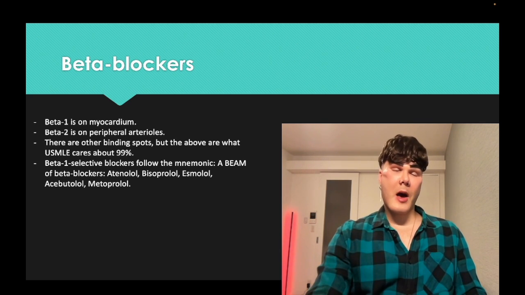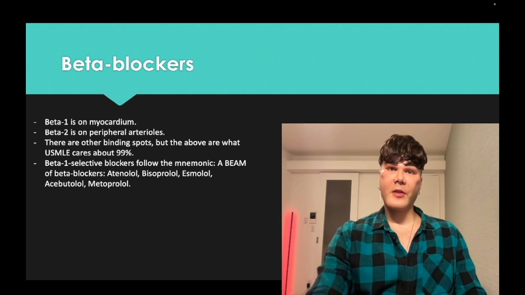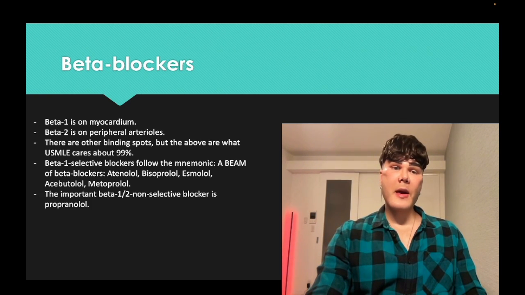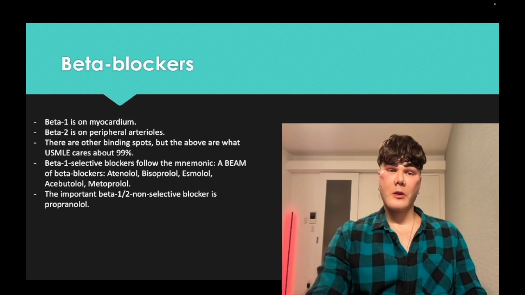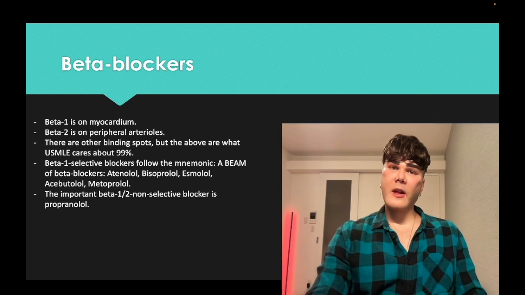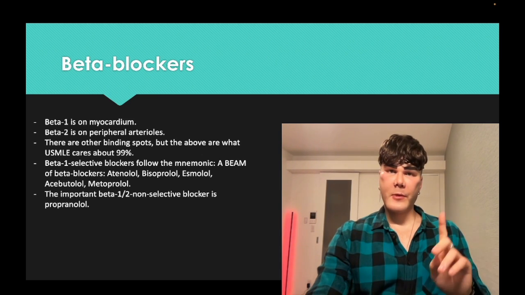So there's a mnemonic you could be aware of for the beta 1 selective beta blockers. Okay, some students remember that the letters that are in the first half of the alphabet tend to be beta 1 selective, such as atenolol, bisoprolol, esmolol, acebutolol, metoprolol. Okay, it's nothing to get fanatical about. There are many beta 1-2 non-selective blockers, but propranolol is the one that's important for USMLE. Okay, so as long as you know propranolol is beta 1-2 non-selective, and then you know metoprolol is beta 1 selective, that pretty much is the vast majority of what they care about, apart from the beta blockers carvedilol and labetalol, which I'll mention right now.